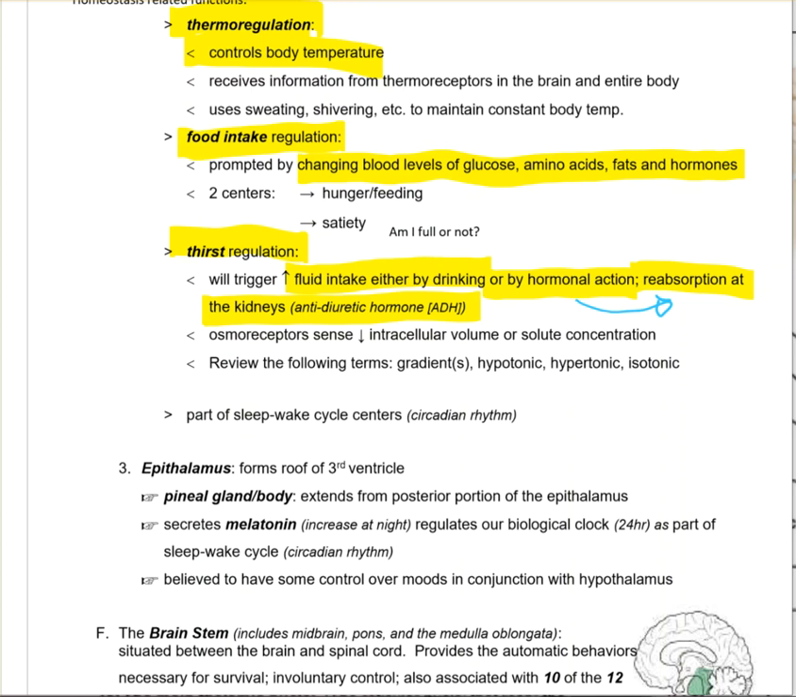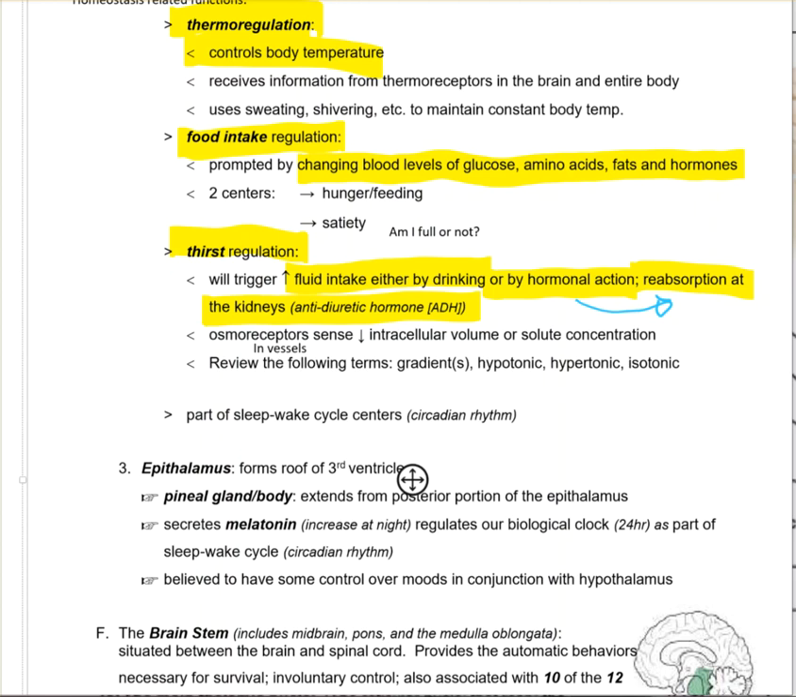And it will control fluid intake. So osmoreceptors in the vessels of the body, the kidneys and also other areas, sense low volume or low solute concentration and send messages up to the hypothalamus. Okay.